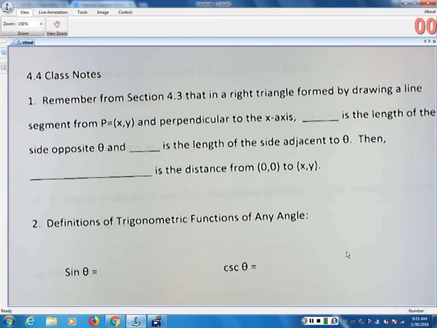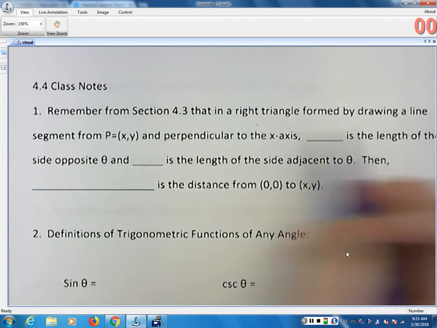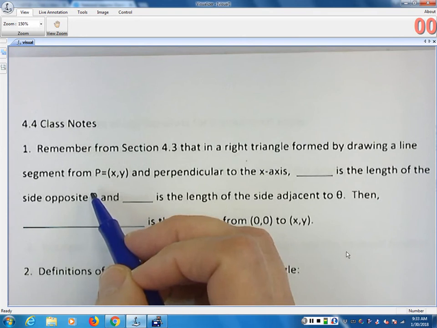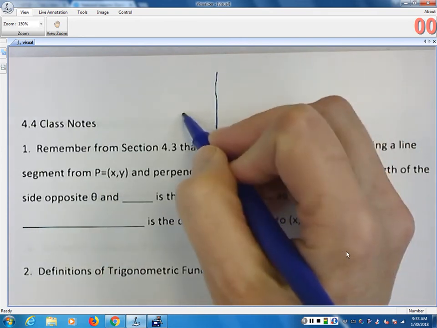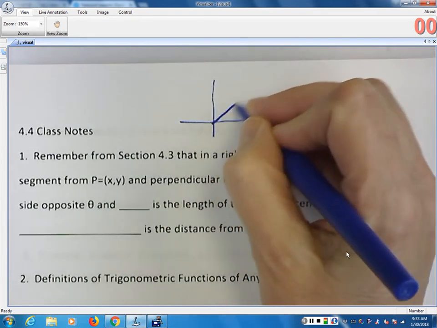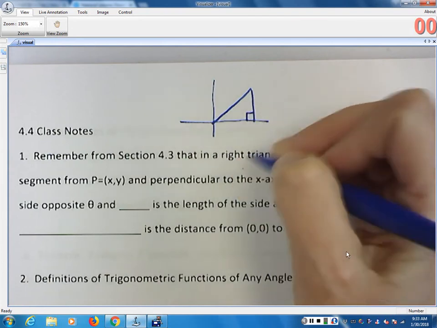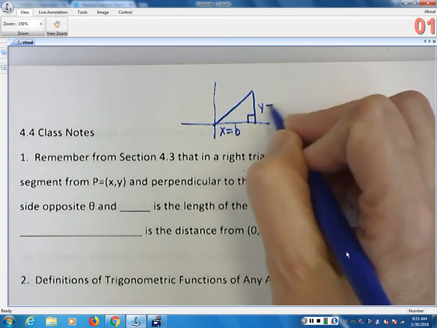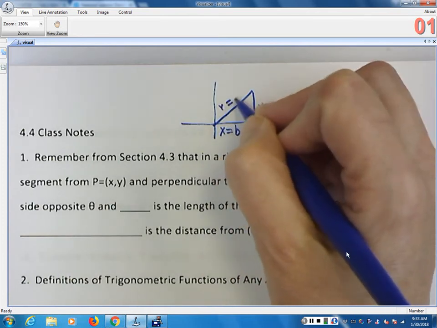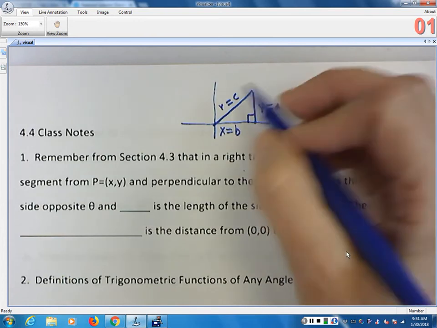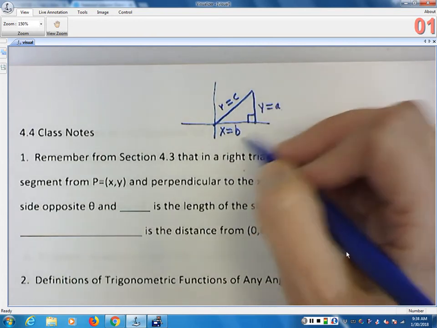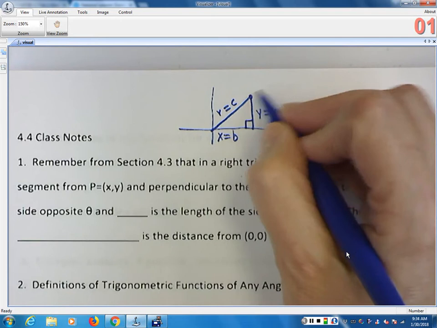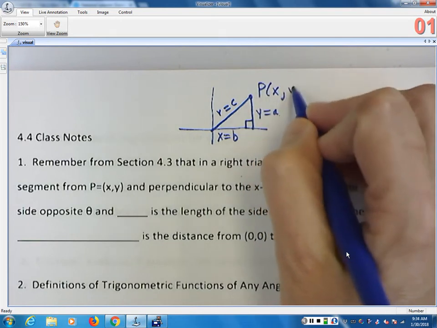So I've got that showing for you. If you're on the Nearpod, you can see it. So remember from section 4.3 that a right triangle formed by drawing a line segment. So we've got a right triangle here. We've got x equals b, y equals a, and r equals c. A, B, and C from a right triangle, and this is P of x, y.